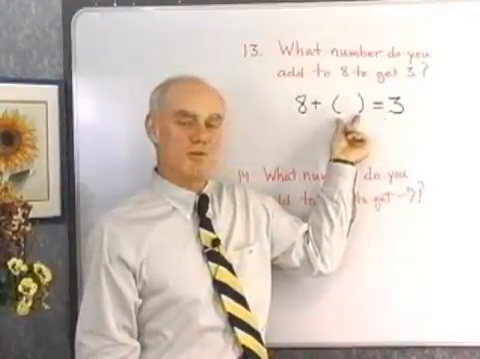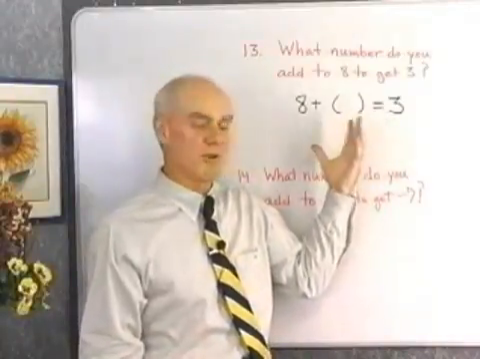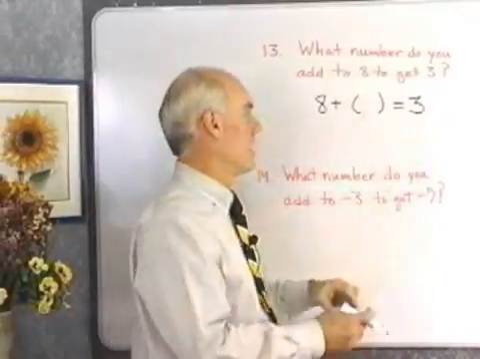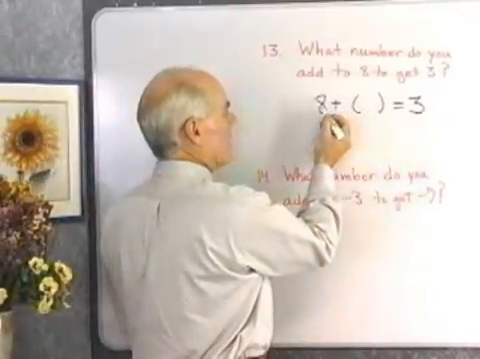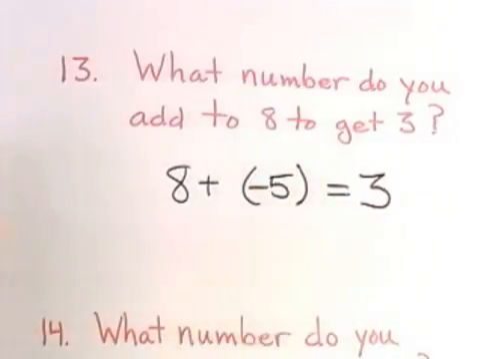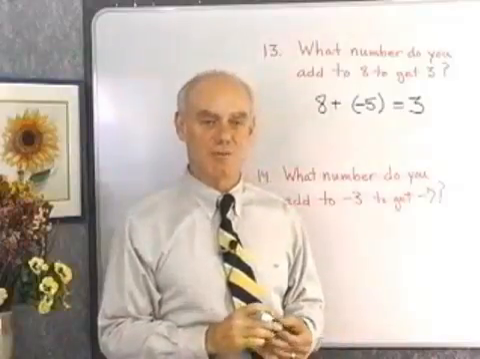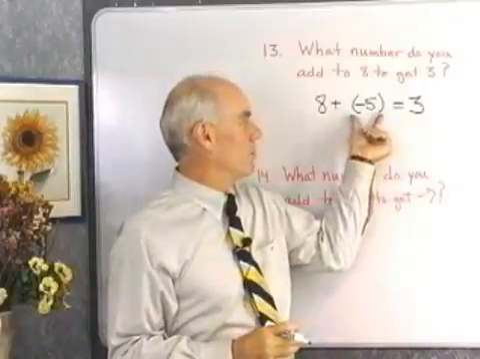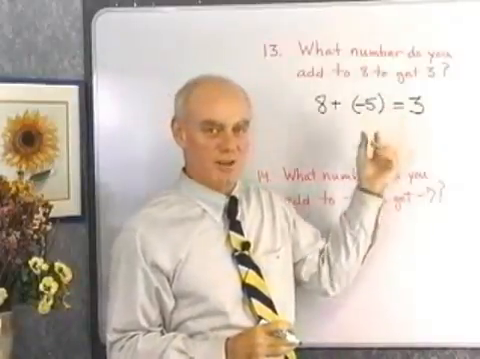Now you have to sort of use your experience working with positive and negative numbers to see that the number I'm going to add to 8 to end up with just 3 must be -5. 8 plus negative 5 is equal to 3. So I set the problem up with parentheses, and then I just think about it for a while and get the number that goes in there.